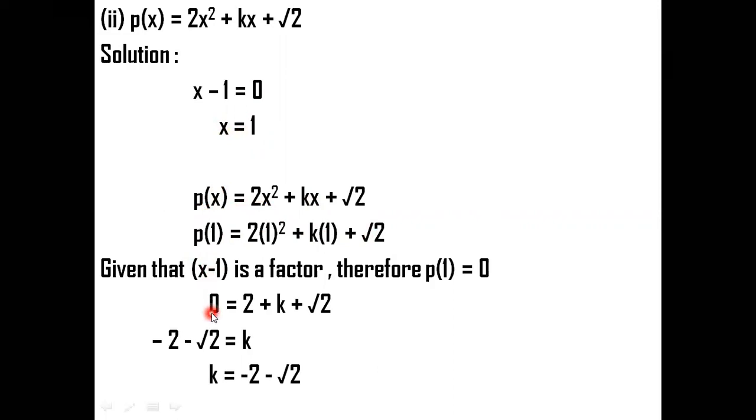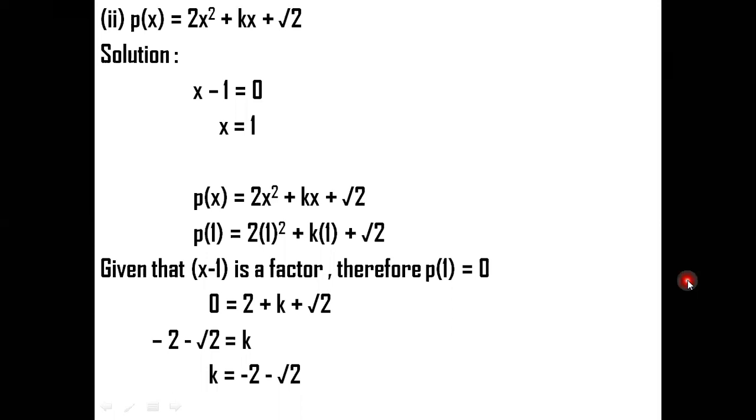So my left hand side is 0. 0 is equal to, when you solve this, 1 square is 1, 2 ones are 2, plus k into 1 is k plus root 2. Now, what am I supposed to find? The value of k, right? So k is kept as it is. 2 goes to the other side, becomes minus 2. Plus root 2 goes to the other side, becomes minus root 2. So what is the value of k? k is equal to minus 2 minus root 2. I hope you have understood this question.